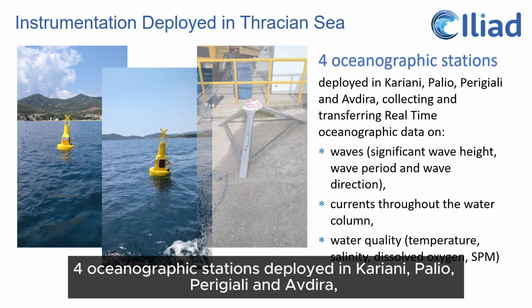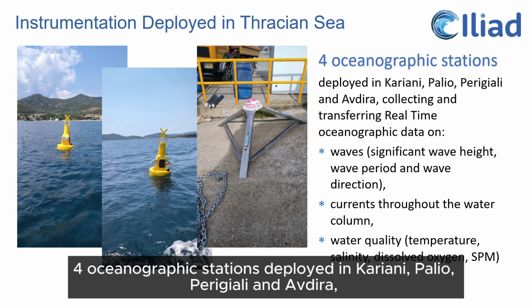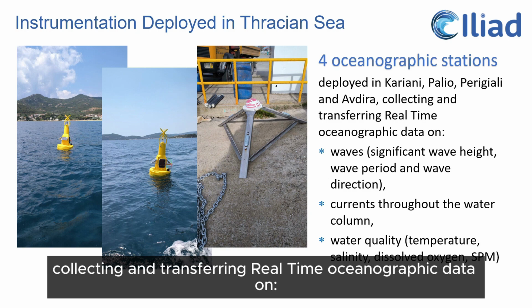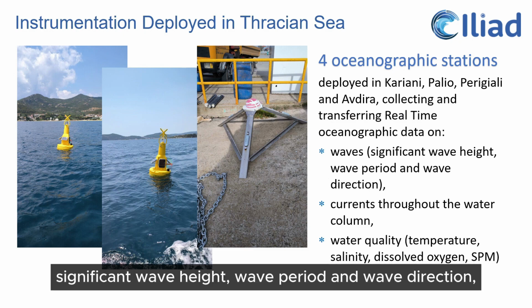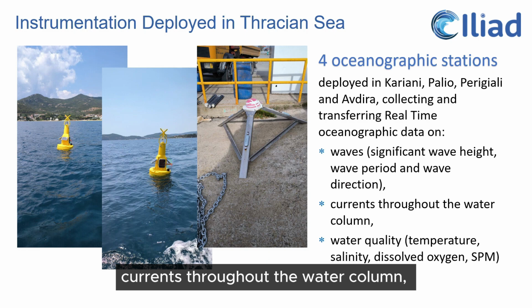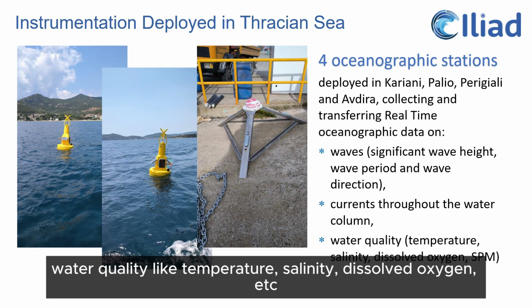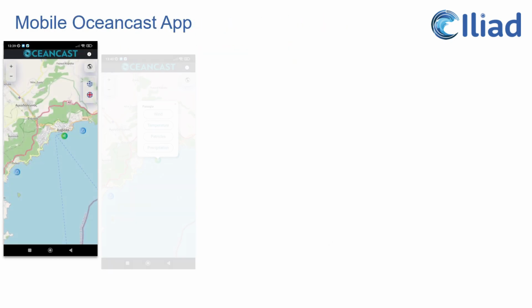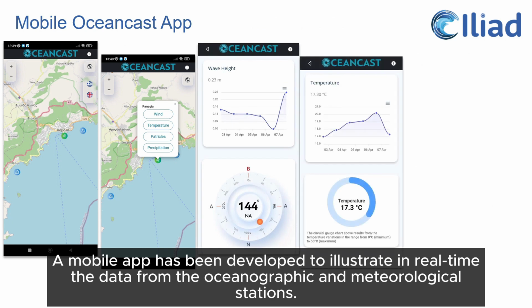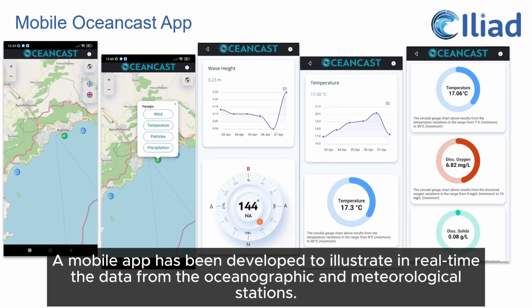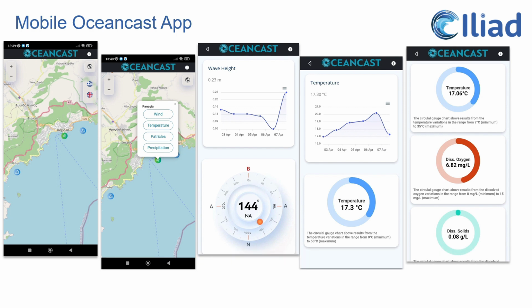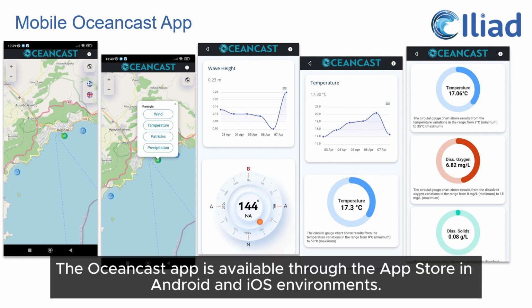Four oceanographic stations are deployed in Kariani, Paleo, Paragioli and Avdira, collecting and transferring real-time oceanographic data on significant wave height, wave period and wave direction, currents throughout the water column, and water quality like temperature, salinity, dissolved oxygen, etc. A mobile app has been developed to illustrate in real time the data from the oceanographic and meteorological stations. The OceanCast app is available through the App Store in Android and iOS environments.